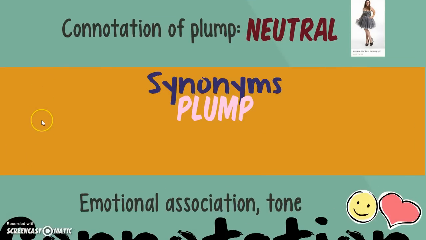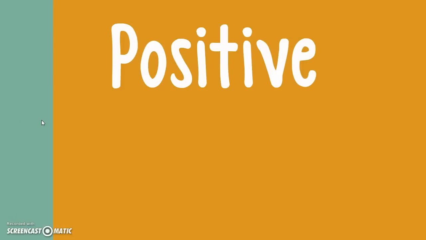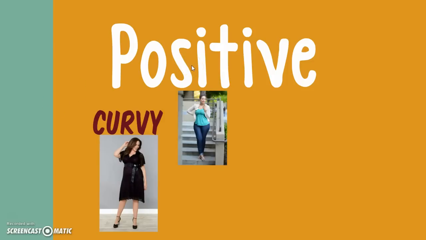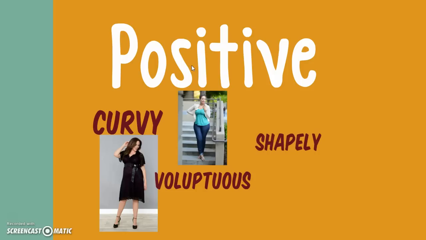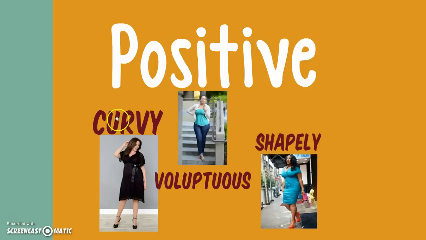So, positive side is right here. We're going to talk about positives first. You're writing all of this down. Write it all down on the positive side. So, write the word positive down, and then write down these words for positive. These are positive words for plump. You would rather be called curvy, or voluptuous, or shapely.